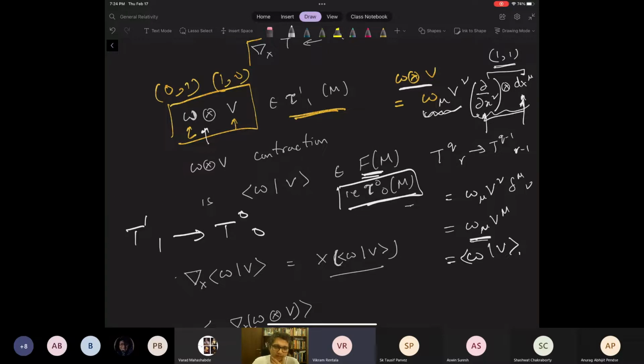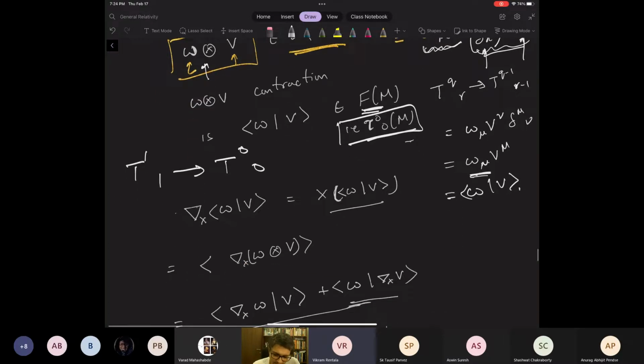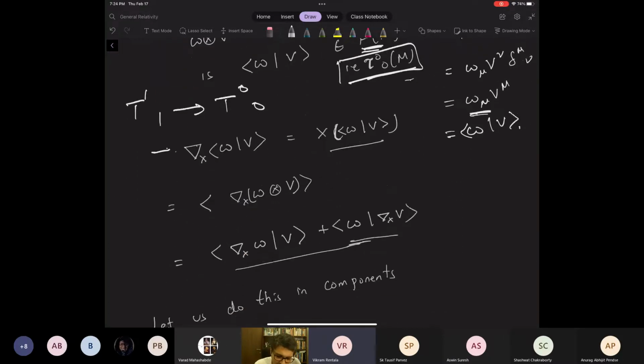All right. Now we want to define the action of this derivative on a tensor of type 0, 0, which is the contracted WV. But that's easy to do. We already know how this derivative acts on scalar functions: it just returns x of f. So it should just return x of this scalar, which is that inner product of WV.